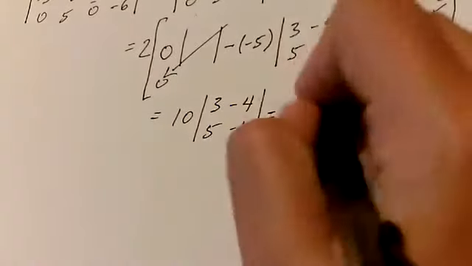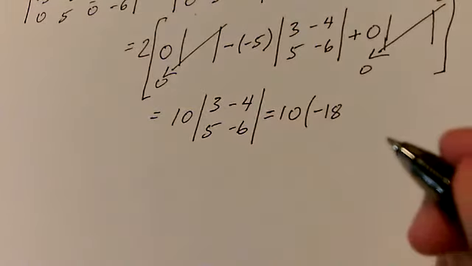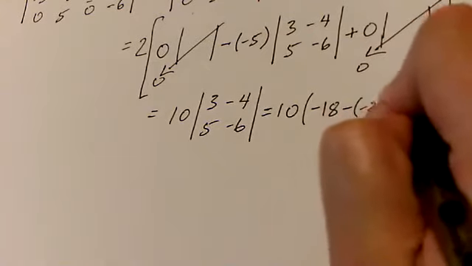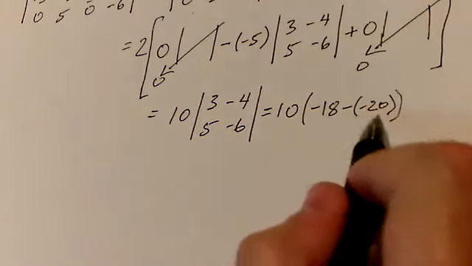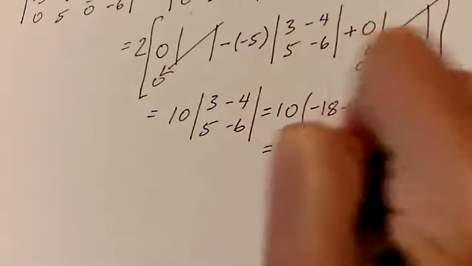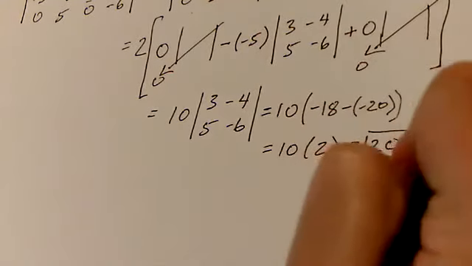So I'm going to have 10 times 3 times a negative 6 is a negative 18. Minus a negative 20. So plus 20. 20 minus 18 is going to be 2. So I've got 10 times 2. And the determinant of the whole matrix is 20.